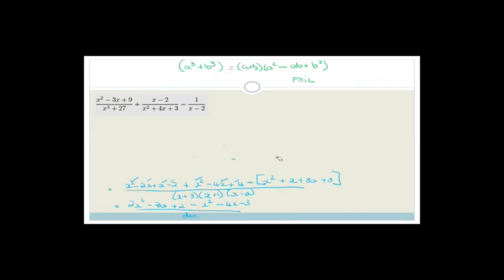Sorry, I know this takes time. Right, so now I'm going to change color so you can see what I'm doing. And we're going to carry on up here. So now what we're going to do is we're going to add like terms. We've got 2x squared minus x squared is just x squared. Minus 3x minus 4x is minus 7x. Plus 2 minus 3 is minus 1. All over the denominator, which is x plus 3, x plus 1, x minus 2. And there's no way that we can factorize this to look anything like a trinomial, and therefore we are finished with the sum.